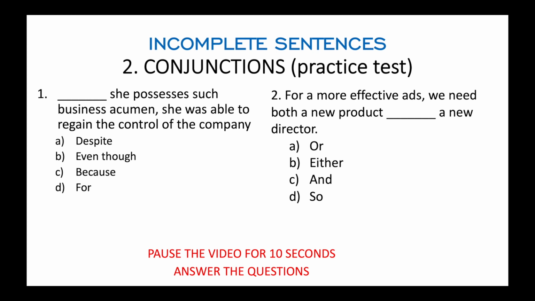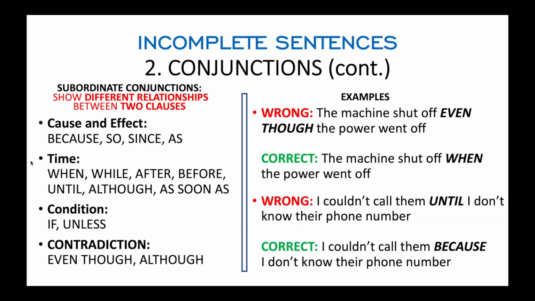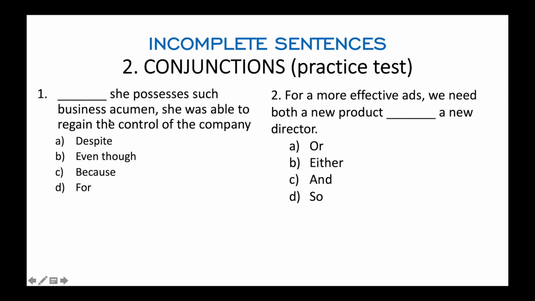Okay, let's check our keyword today. So here are the keywords. The answer for the number one is C. Because. Why? Because it relates to the previous one. It relates to the cause and effect. Take a look at the questions over here. She possesses such business acumen. She was able to regain the control of the company.